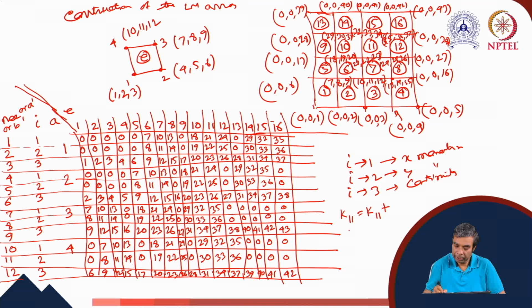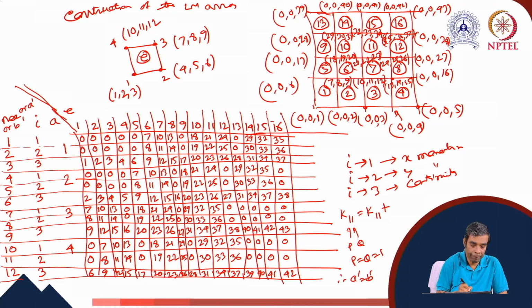For this case, P equals 1, Q equals 1. So P equals Q equals 1. This will give us A prime equals B prime. We search for A prime and B prime. This is equal to 3. So we are getting here K33 contributed by the first element. This is coming from the continuity equation.